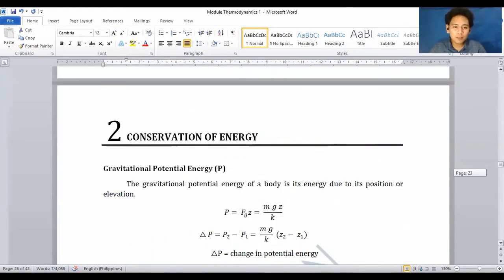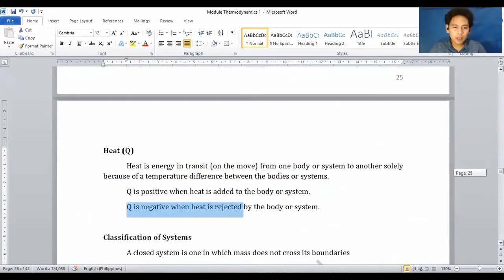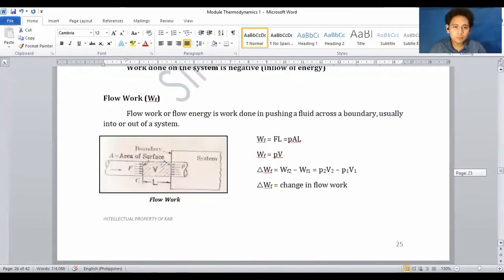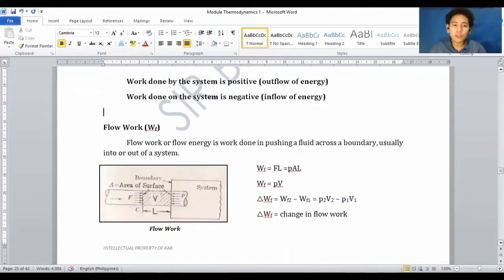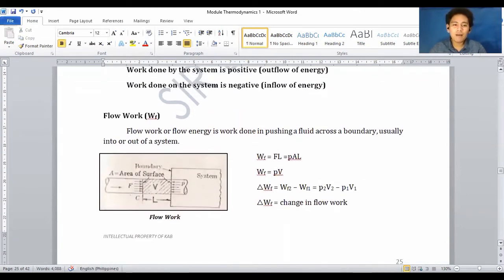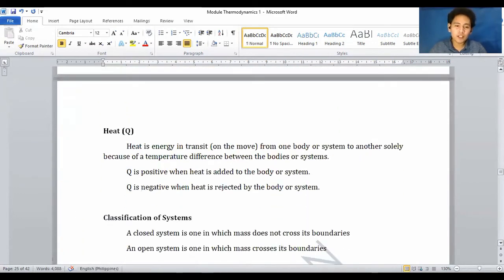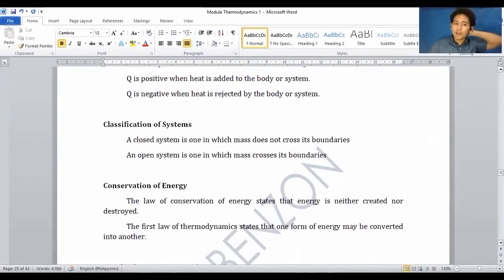Work done on the system is negative. Am I correct? Let's see. Work done on the system, yes, correct, is negative, and work done by the system is positive. Please do not interchange these four.